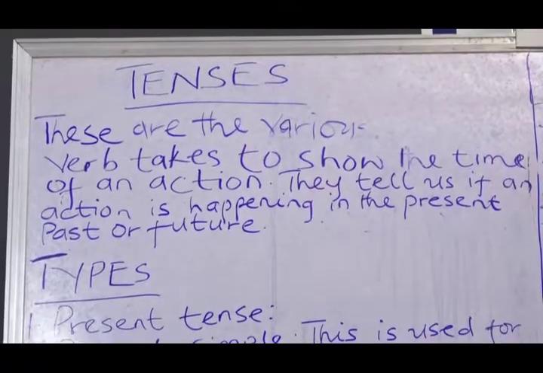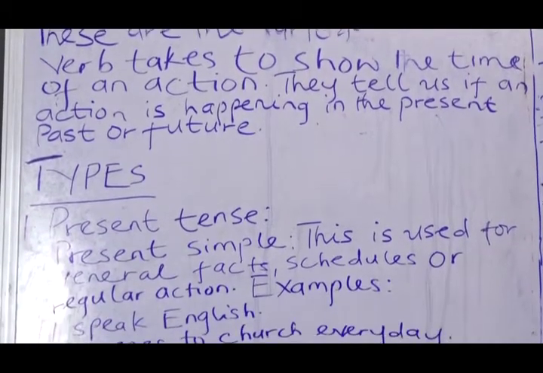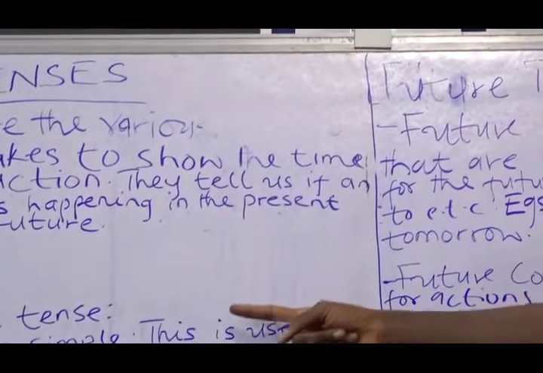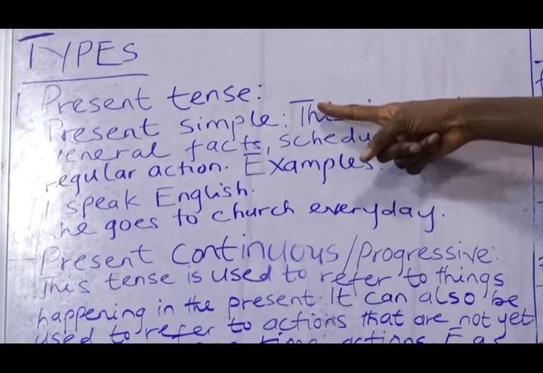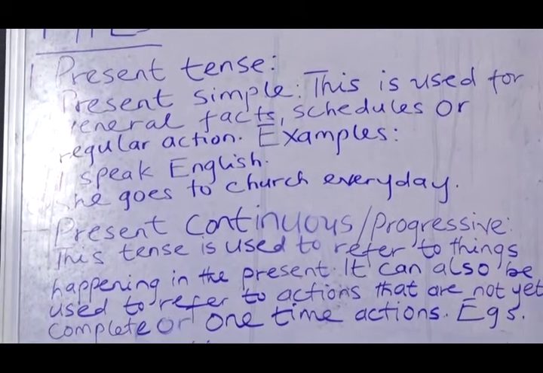And then all of these tenses have 4 categories under them. Present simple, present continuous or progressive, present perfect, and present perfect continuous. The same goes for the past tense. You have the past simple, past continuous, past perfect, and past perfect continuous. And then you have future simple, future continuous, future perfect, and future perfect continuous.